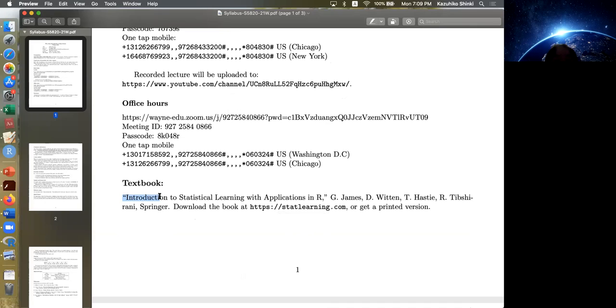And the textbook is Introduction to Statistical Learning with Applications in R. This is a bestseller, and it was taught in many courses. Even online courses are available.